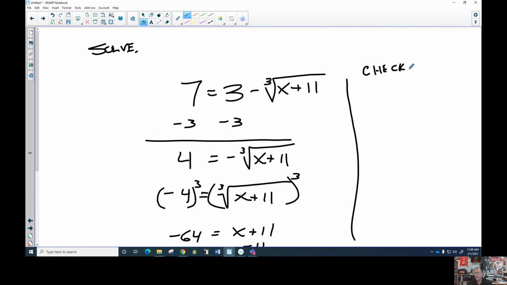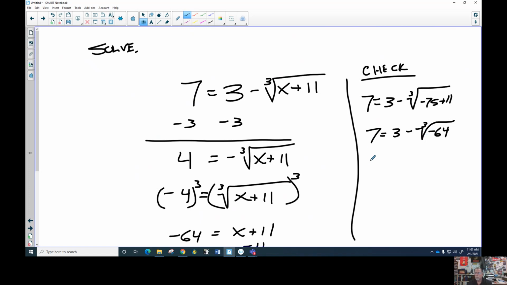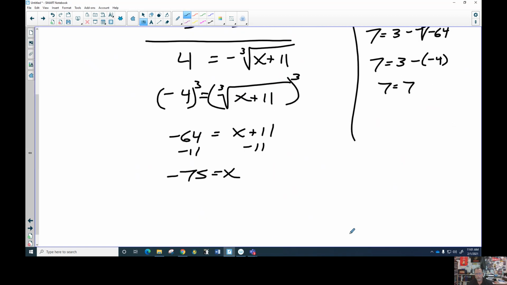All right, so we're going to check this. And we say 7 equals 3 minus the cube root of negative 75 plus 11. And what is that? 7 equals 3 minus the cube root of negative 64. Well, negative 64 does have a nice cube root, right? That's negative 4. So 7 equals 3 minus a negative 4. And that's true. 7 equals 7. So we can go back down here and say that we have verified that x equals negative 75 is a solution. And we can move on.